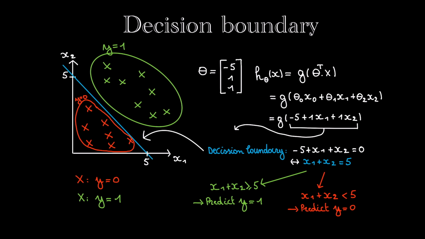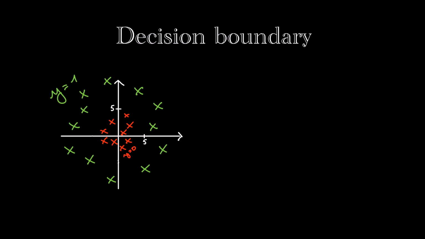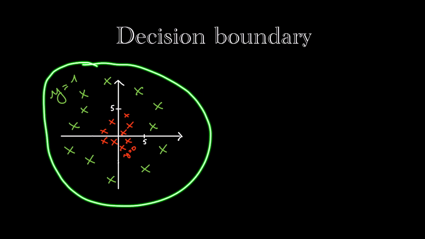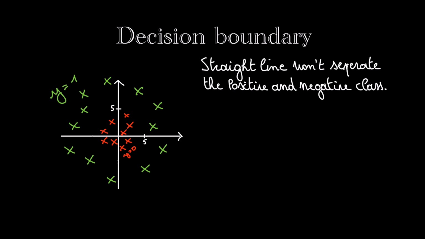Let us look at a second example. But now, let's assume we got a dataset like this. In this case, a straight line won't do the job. A straight line is not able to separate the positive and the negative class. I suggest you pause the video for a second and think of a way we could solve this.